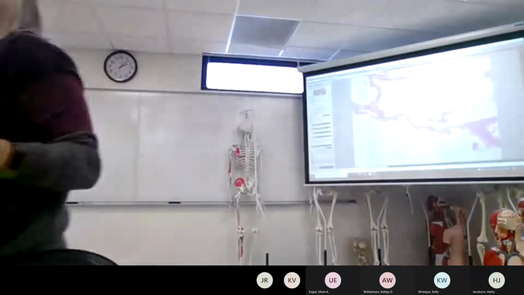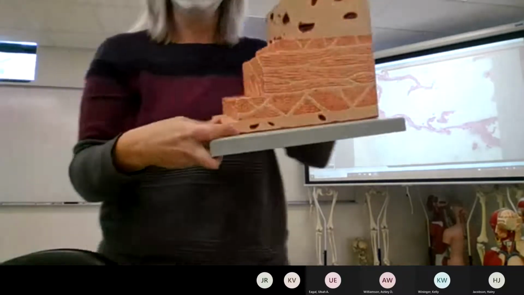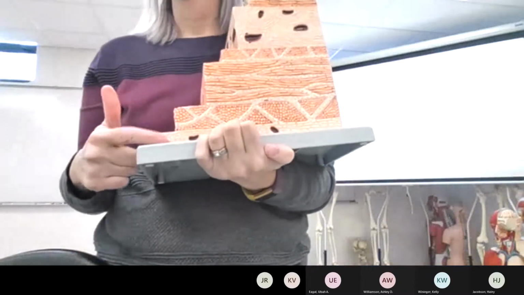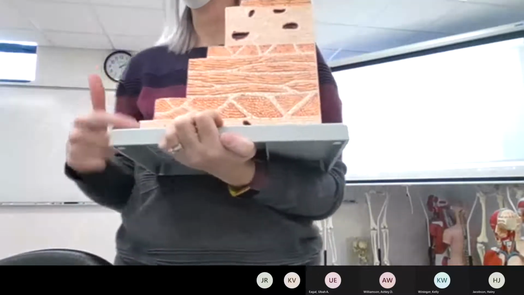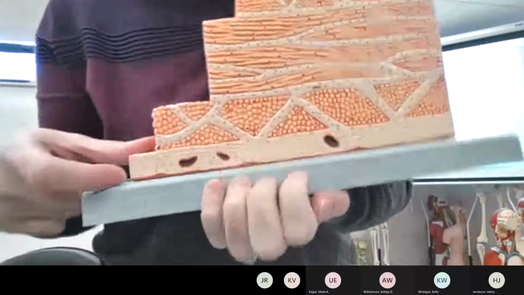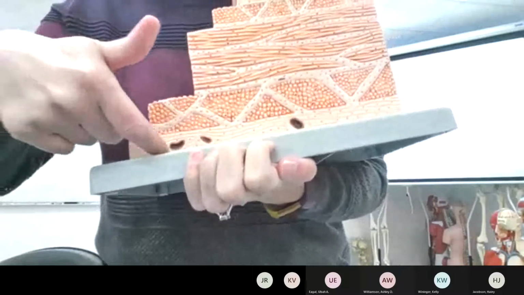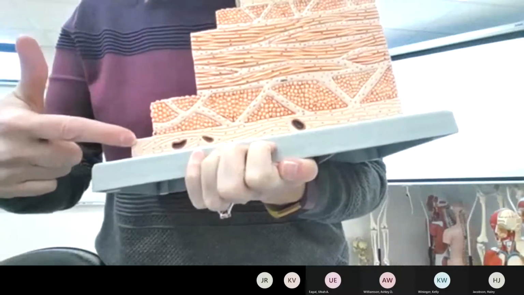Okay. Now, the last model, or actually both of these models, all right, this is the stomach model. So what should be the outermost part of the stomach? The visceral peritoneal membrane. So the visceral peritoneal membrane, remember, has mesothelium, which is simple squamous epithelium, and a little bit of connective tissue behind it.